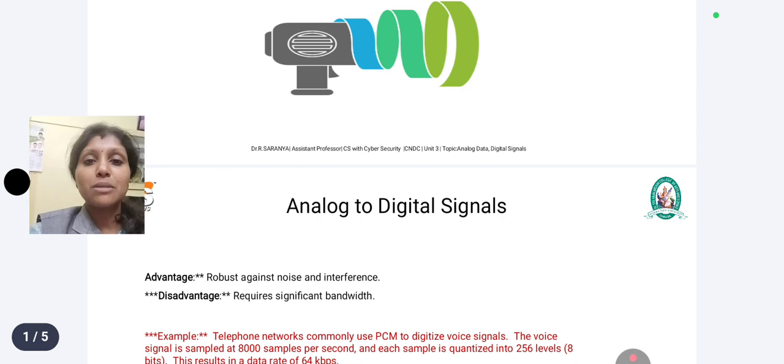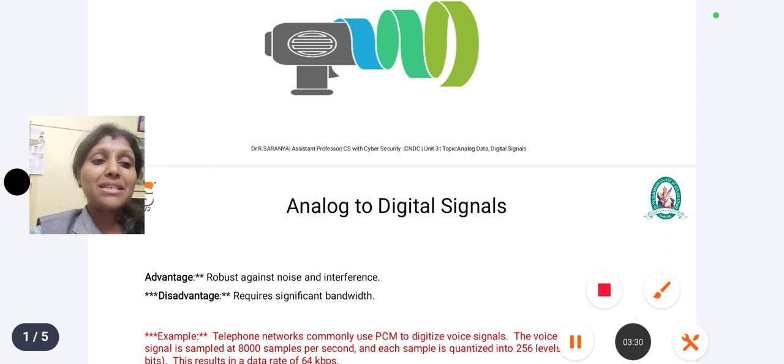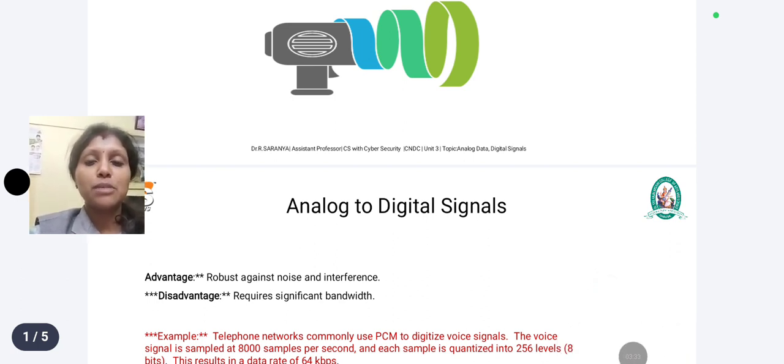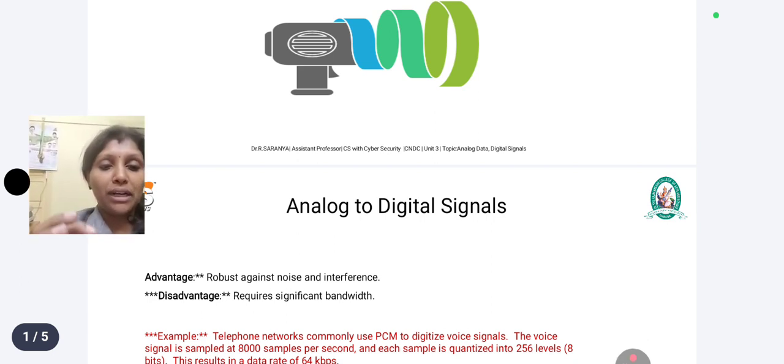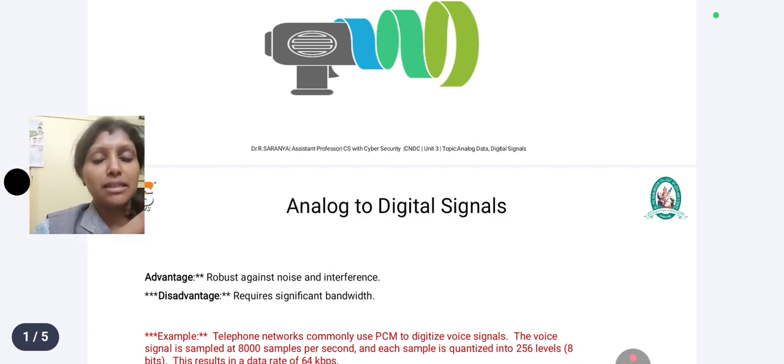The main disadvantage is bandwidth. It requires significant bandwidth in order to convert analog to digital signals. So bandwidth plays a major role while converting the analog data to digital signals. The best example of analog to digital signals in real life is the telephone network, commonly using pulse code modulation for digital voice signals. For that reason, we use analog to digital signal conversion. The telephone network is a good real-time example.